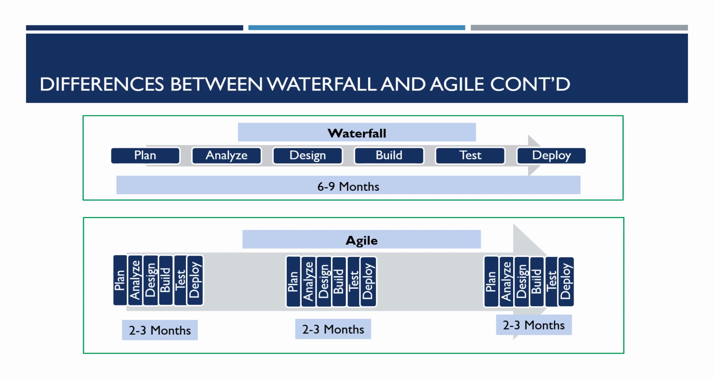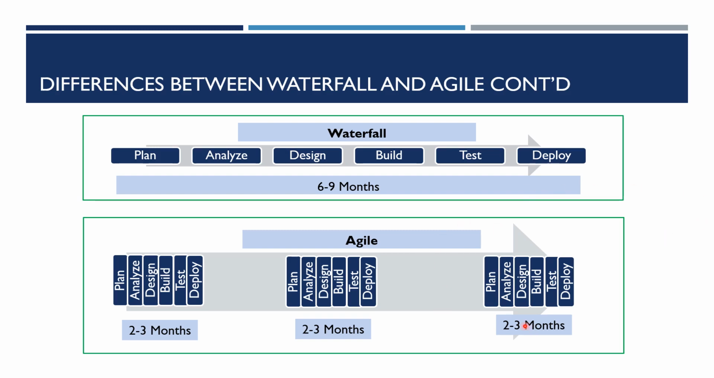So in a nutshell, this is how it looks. In waterfall, we have a plan for, let's say, 6 to 9 months. We first do our planning for a good amount of time for the entire duration. Then we do analysis of the requirements. Then we do a design phase. After that, we do development, which is our build phase. We have the testing then, and after that we deploy. After 6 to 9 months, the project is deployed into production. The functionality is deployed into production.